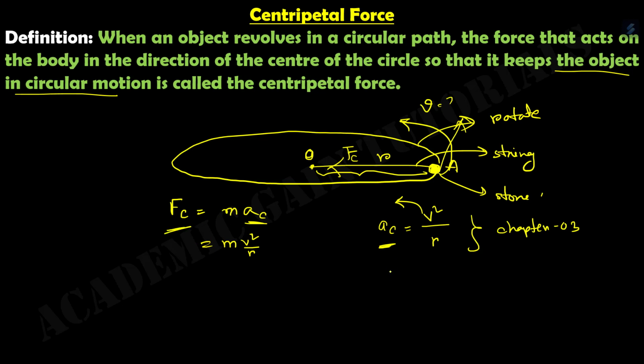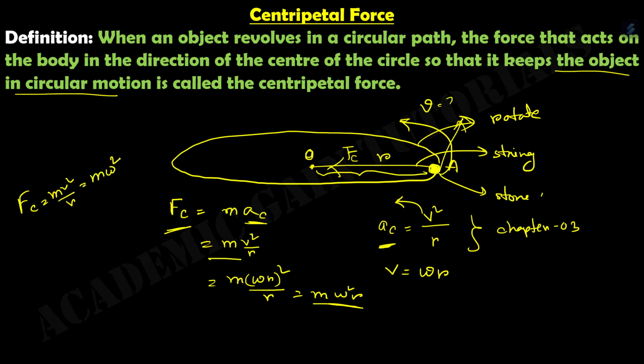And we know there is a relation between linear velocity and angular velocity, which is v equals omega r. So we can write a_c equals omega r whole squared by r, from where we get m omega squared r. So these are the two formulas we will use to calculate our centripetal force. We can write F_c equals m v squared by r, or m omega squared r. This is the formula we have to remember for solving problems about centripetal force.